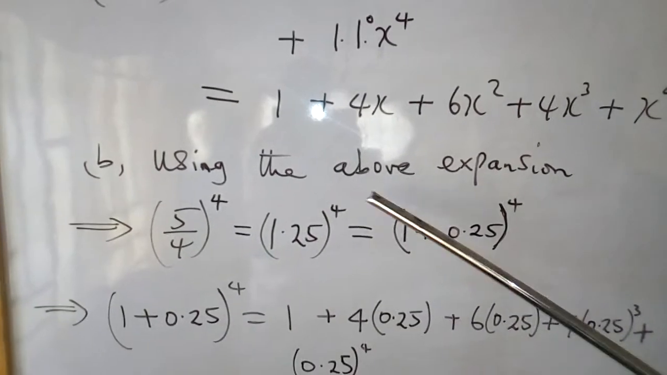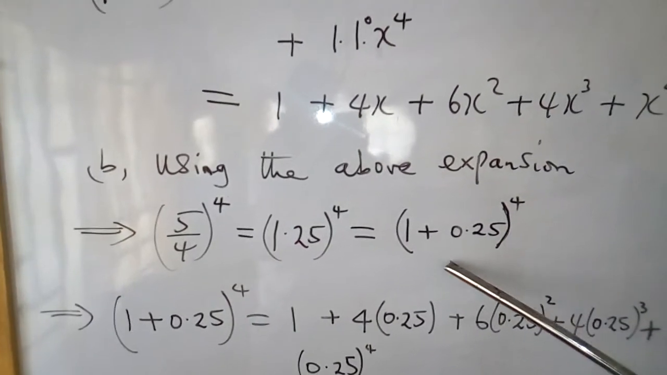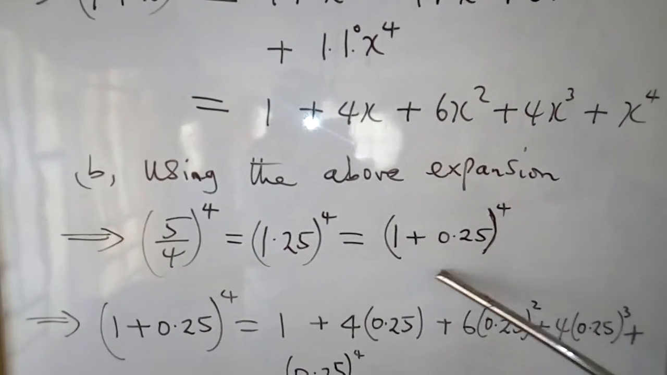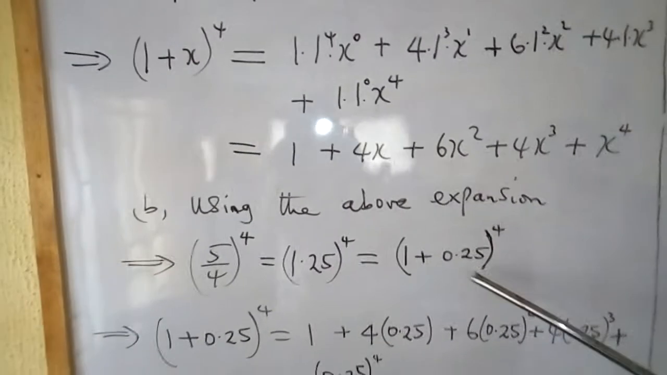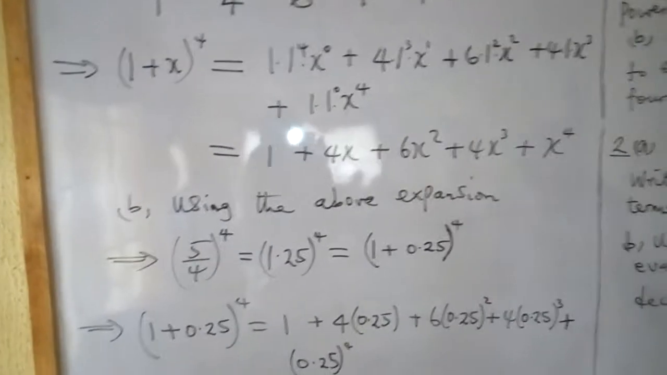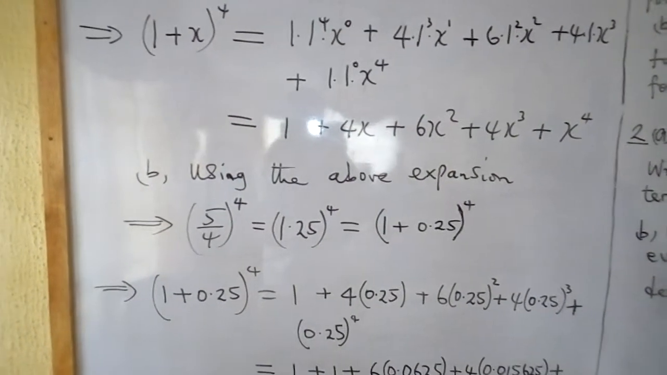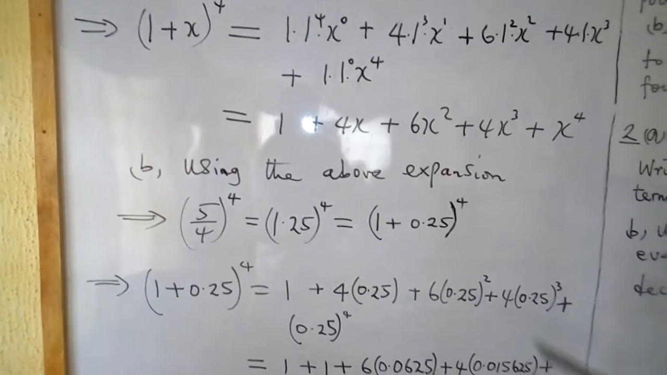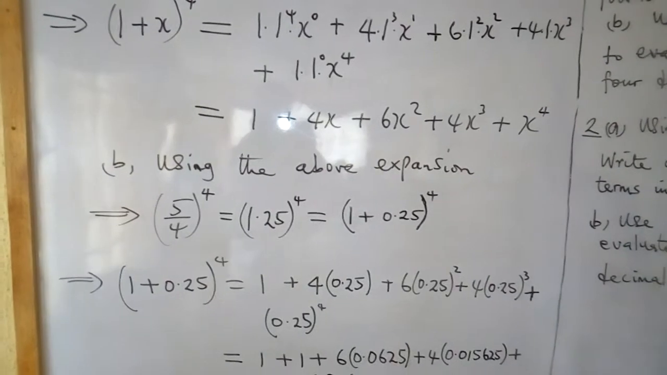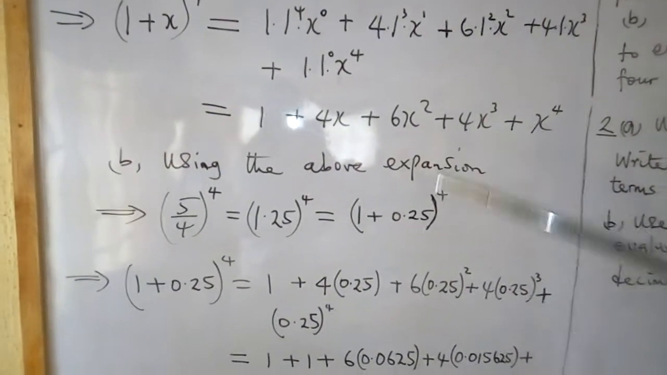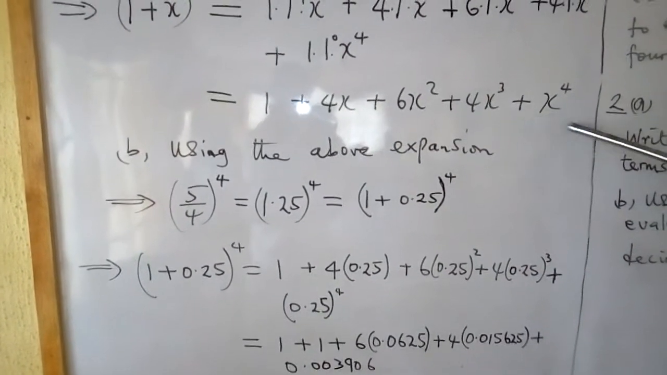So 1.25 raised to power 4 can be rewritten in the form 1 plus 0.25 raised to power 4. Of course, 1 plus 0.25 is the same thing as 1.25. So we write it in this form so that it will take the shape of this expansion. So we now say that x is now 0.25. So we are now going to replace this value in this expansion.